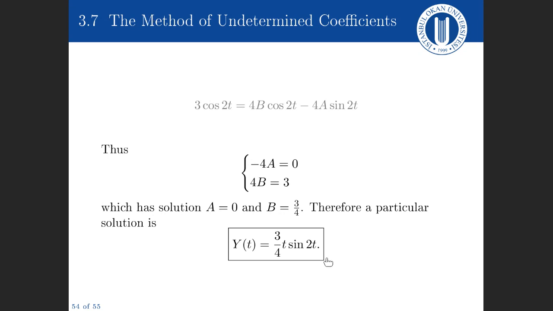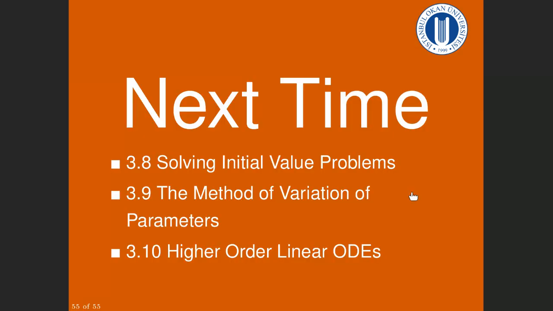So to recap, if functions solve the homogeneous equation corresponding to a non-homogeneous equation, you can't use the same functions in your particular solution, in your ansatz. Instead, multiply by t and try again. In a rare situation, it might still not work. You might need to multiply by another factor of t and then get it to work. And that is the end of today's lesson.